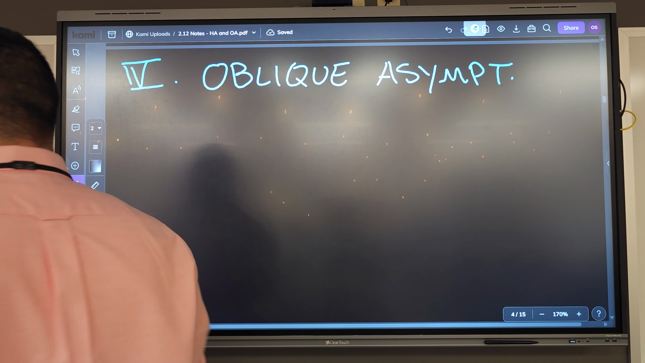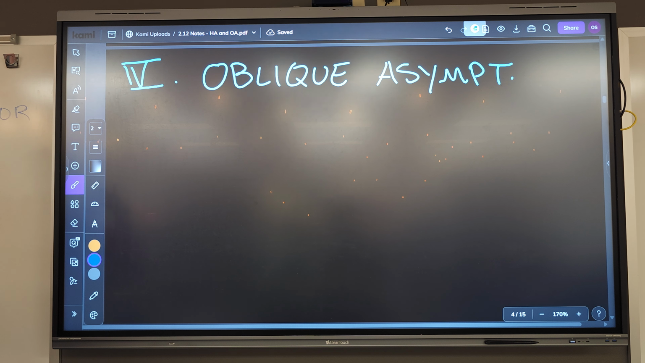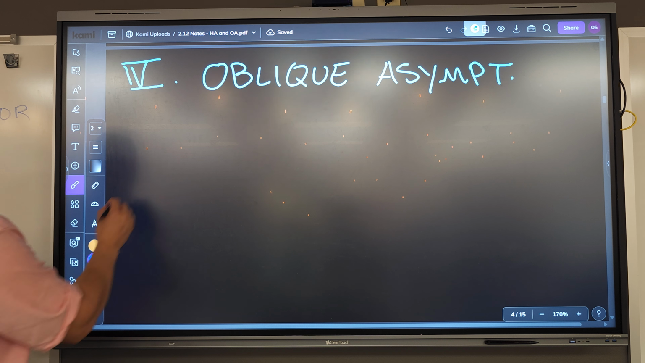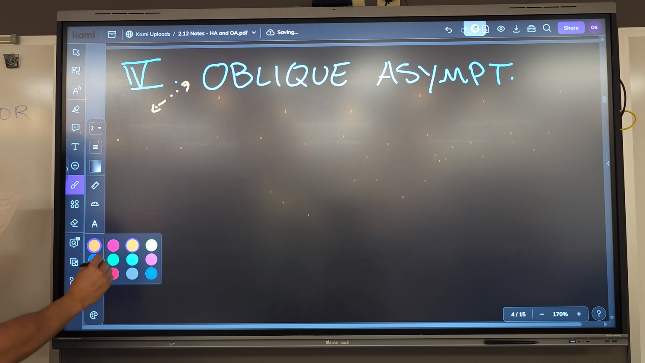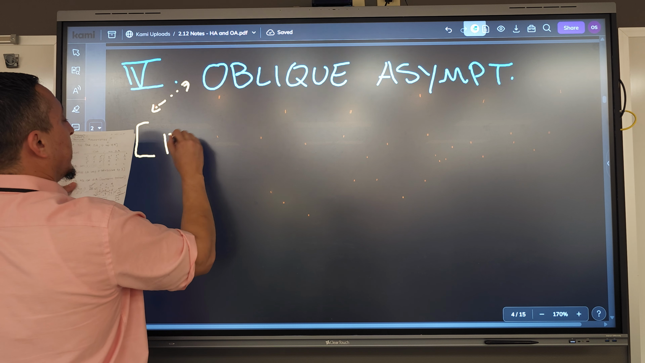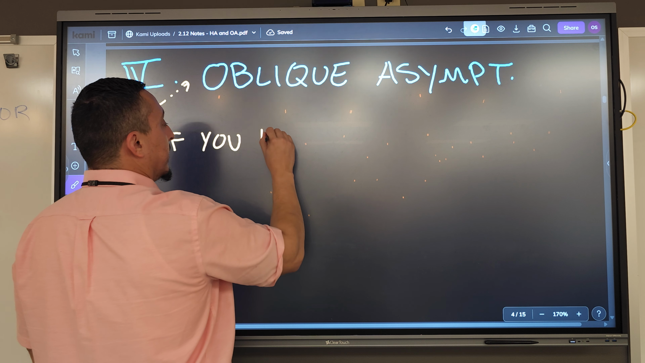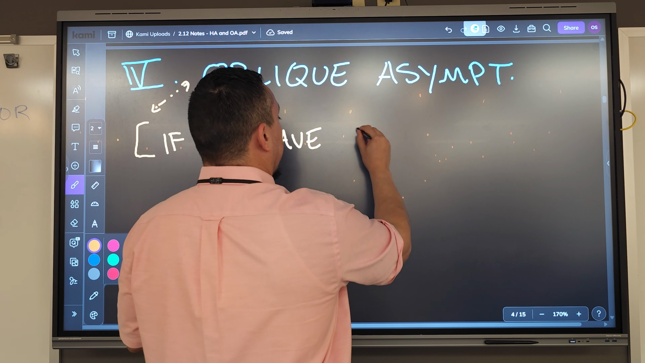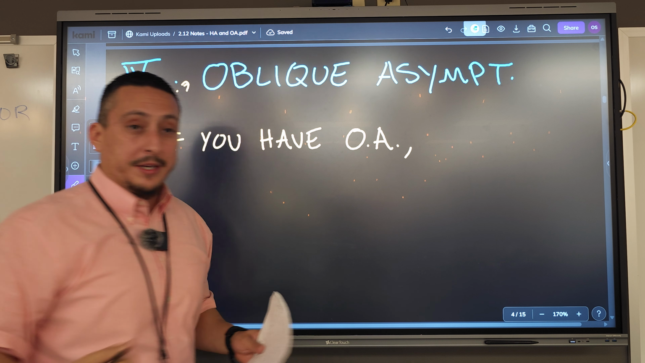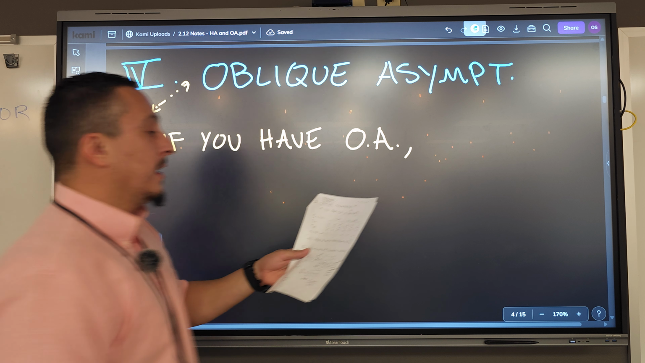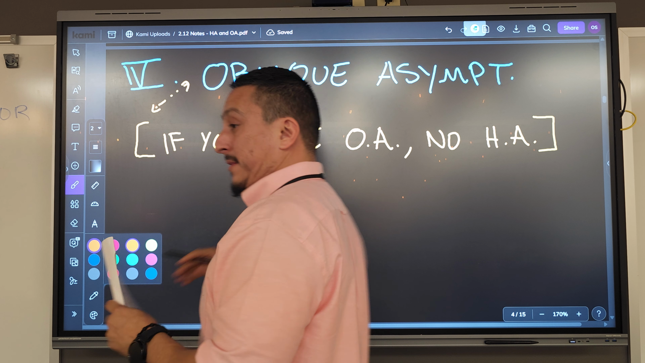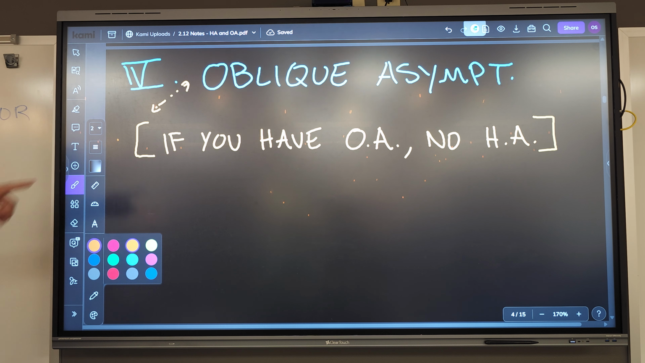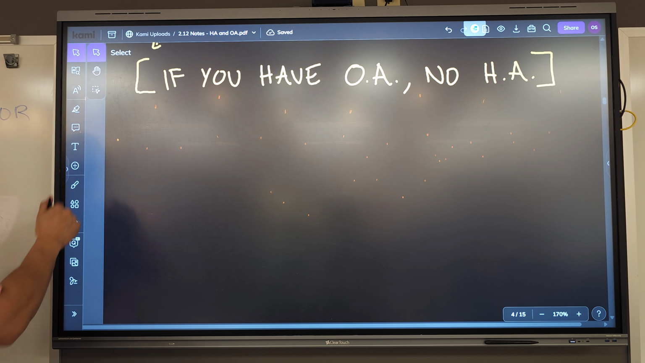Okay, oblique. So remember, oblique is slant, right? Sideways, diagonal. Okay, so we're dealing with these. Again, I want to re-emphasize, this is really important, and you guys got it down, but this is your notes. If you have an OA, which we will in these problems, because we're doing the OAs, that means you have no HA automatically, because you can't have both. Okay, if you have an OA, you don't have it.